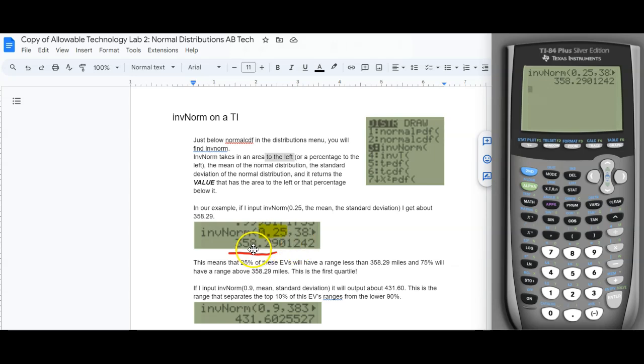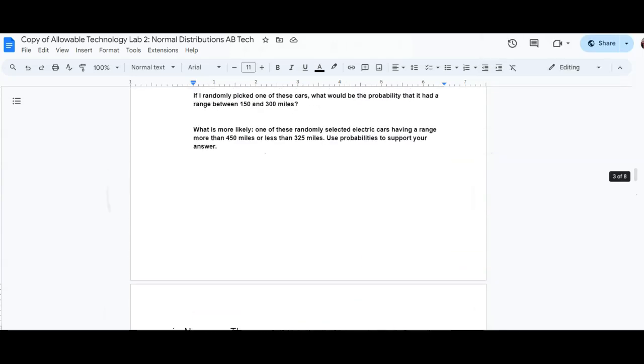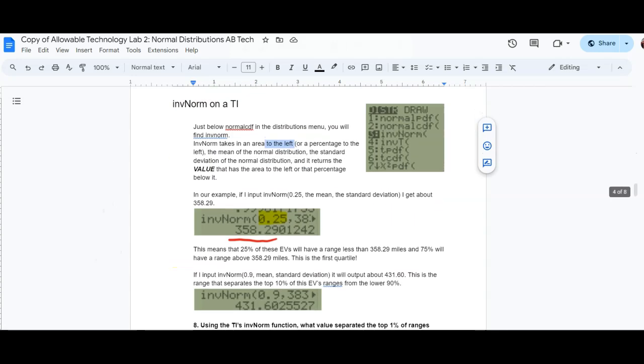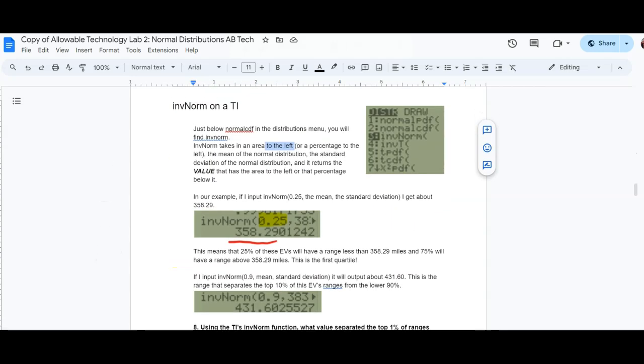That is the range that cuts off the lower 25% of electric vehicle ranges from the upper 75%. So meaning 25% of these electric vehicles have a range of this amount on average or less, and then 75% have a range of that or more. So that's the cutoff point. That's what an inverse norm gives. It gives you a value, right? Normal CDF gives you areas or percentages. Inverse takes in the percent and spits out a number.